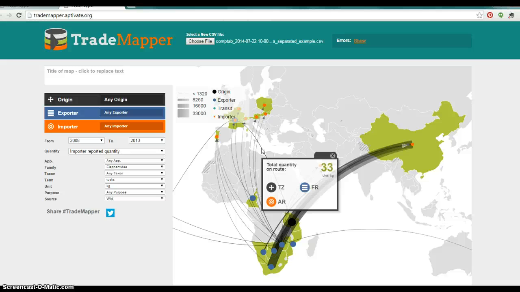I could also start sharing it, so I could email a JPEG of this map to a colleague and ask what they think about these trade patterns, or I could include it in a report to a decision maker. So I hope this gives a quick explanation of why TradeMapper is so useful, and you can see that we've already made a really great start.